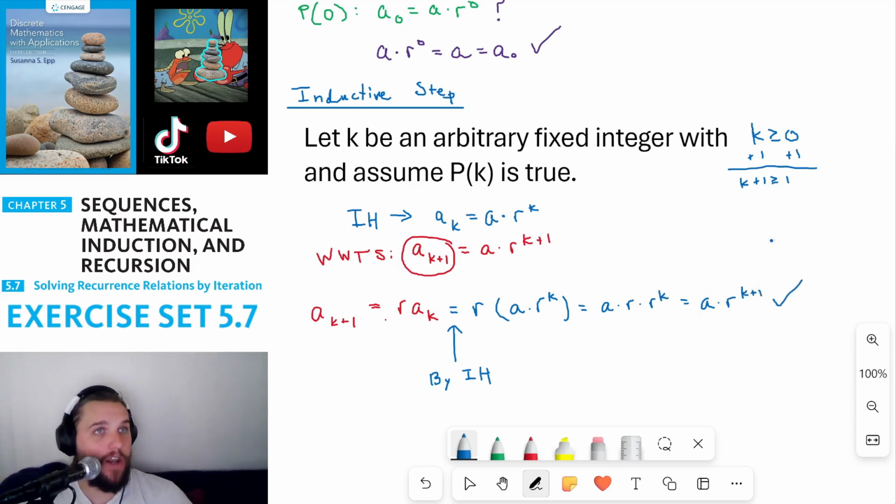And that's what we wanted to show, is that a sub k plus 1 equals a times r to the k plus 1. That proves that P of k plus 1 is true, which means that by mathematical induction, P of n is true for all integers n greater than or equal to 0.